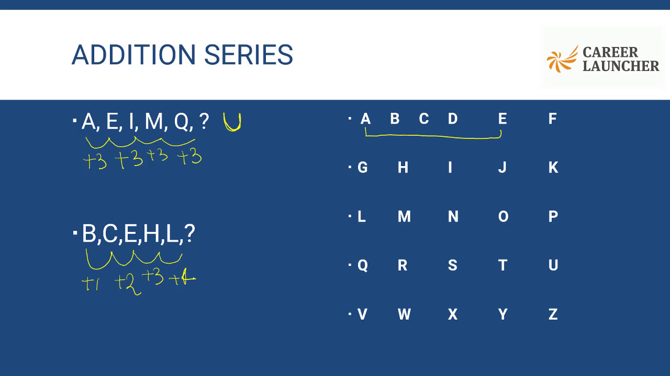So after L, I have to move 5 places. That means I will drop 4 alphabets in between. I'll be dropping M, N, O, P, and the alphabet to come in place of question mark should be Q. So I hope addition series is now clear to you. You would see a constant difference also, or you could see a question where the difference between the alphabets is increasing in a pattern or in a gradual manner.